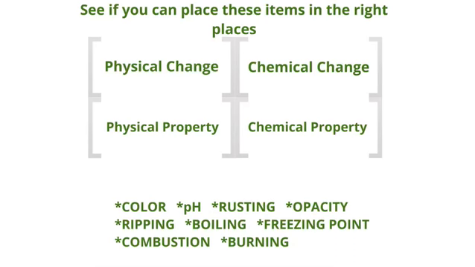See if you can do this. On a piece of paper, divide it up into 4 squares and label the 4 squares physical change, chemical change, physical property, and chemical property. Underneath, you see some things that can be either a physical change, a chemical change, a physical property, or a chemical property. Pause the video here and see if you can put them in the right spots.